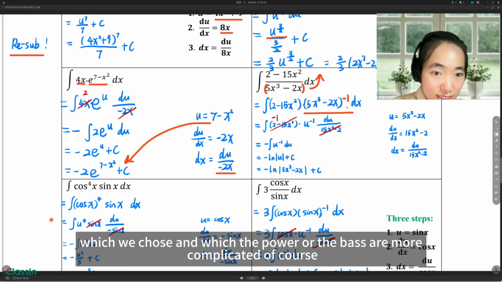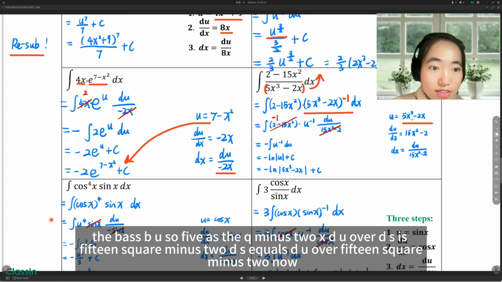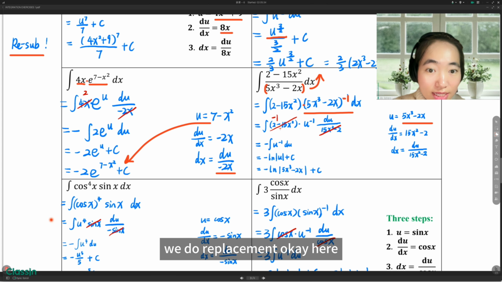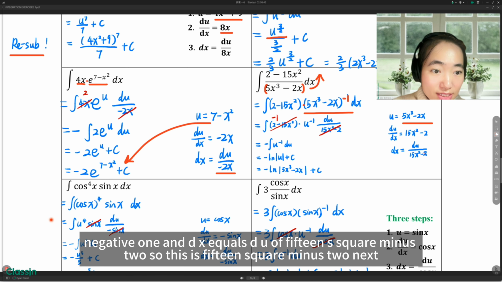And then, so in this part, which we choose, which, the power or the base, is more complicated? Of course, it is the base, right? So we let the base be u. Yeah, the base be u. So u equals 5x cubed minus 2x, du over dx is 15x squared minus 2. dx equals du over (15x squared minus 2). Now we do replacement. Okay, here, this is the 2 minus 15x squared. We keep it the same. And this is u, right? Let it be u. So u to the power negative 1. And dx equals du over (15x squared minus 2). So this is 15x squared minus 2.